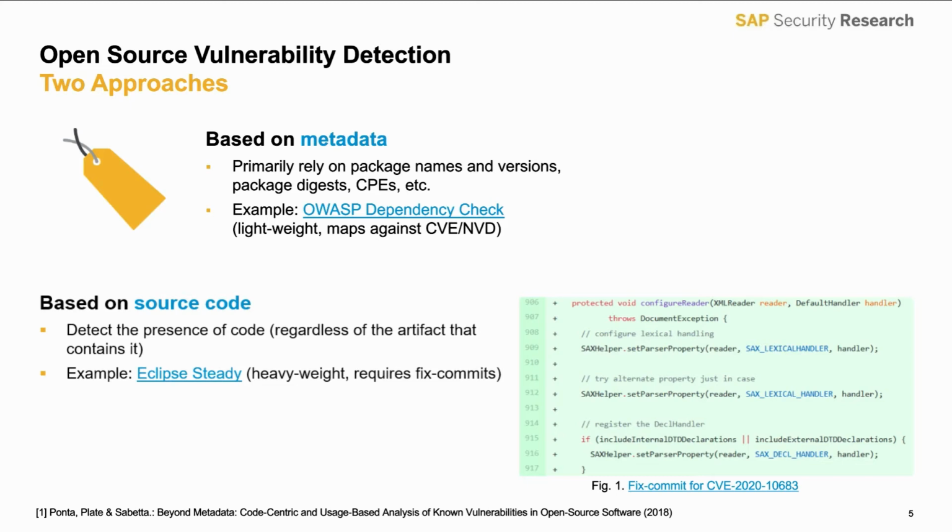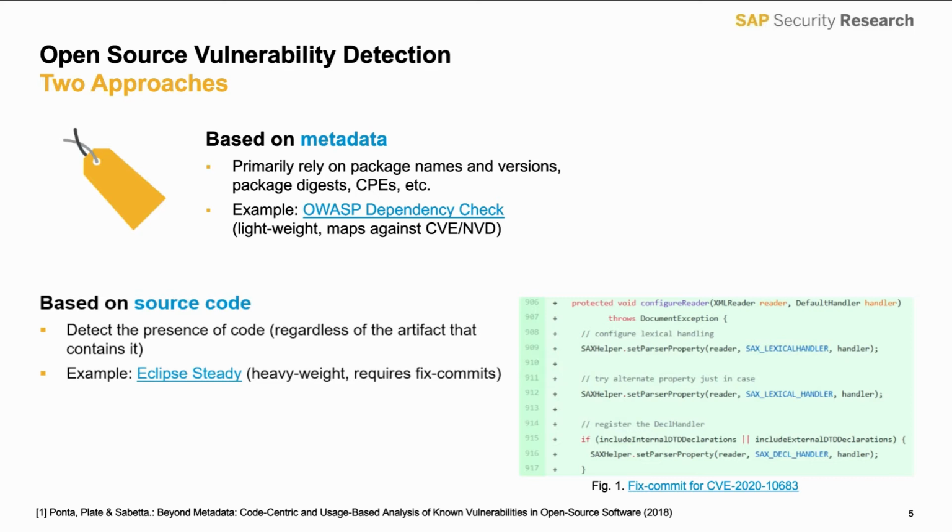Now, the approaches to vulnerability detection can be classified into broad classes. The first one is based on metadata. The tools in this class, of which OWASP dependency check is a good example, try to match the CPEs as found in the CVE, so the product identifiers, onto strings that can be found in the metadata, in the artifact names, and other strings in the artifacts that are embedded in a project.